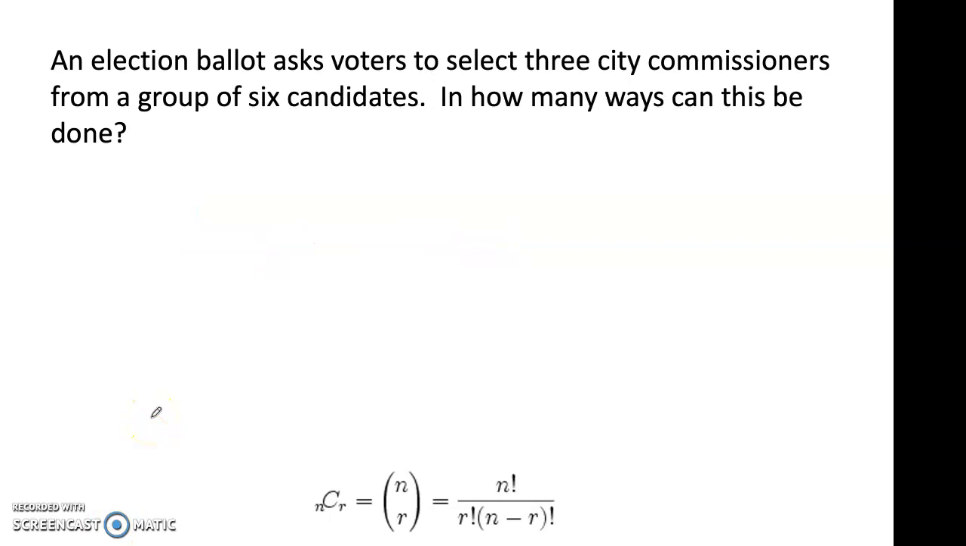All right. An election ballot asks voters to select 3 city commissioners from a group of 6 candidates, and how many ways can this be done? So again, from 6, that's my N. Order doesn't matter. We want to select 3 commissioners. We don't care who's first, second, or third. It's not president or VP. It doesn't matter. So again, it's going to be 6 choose 3 for combination, and the answer is 20.